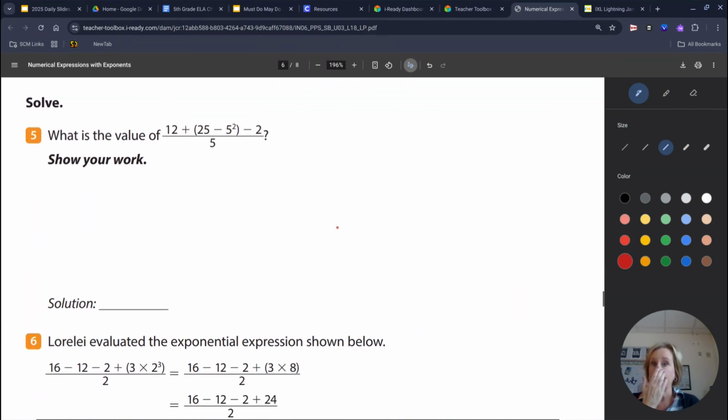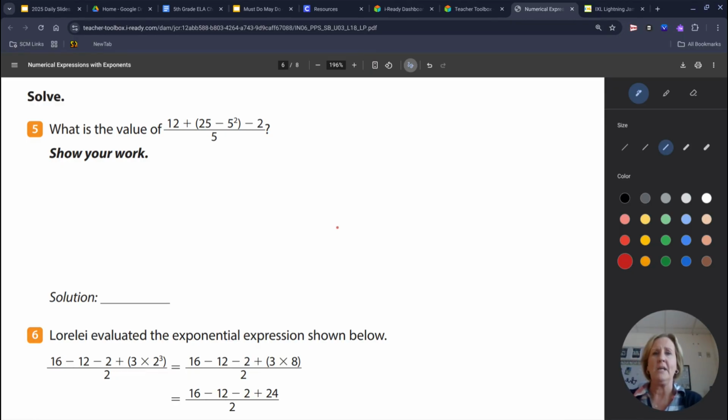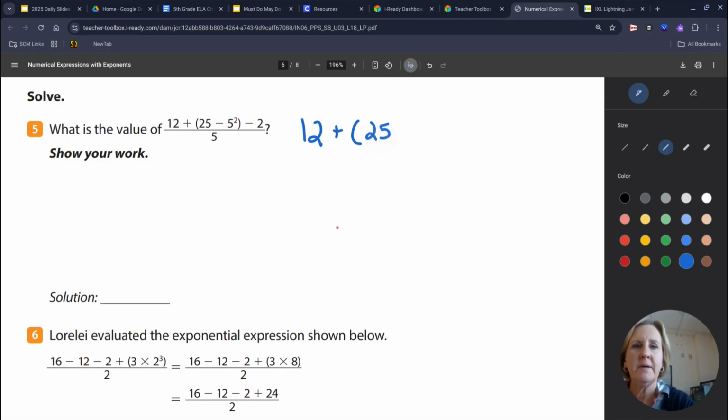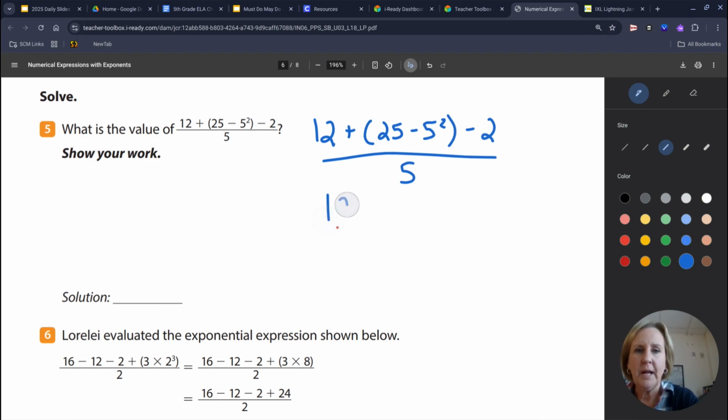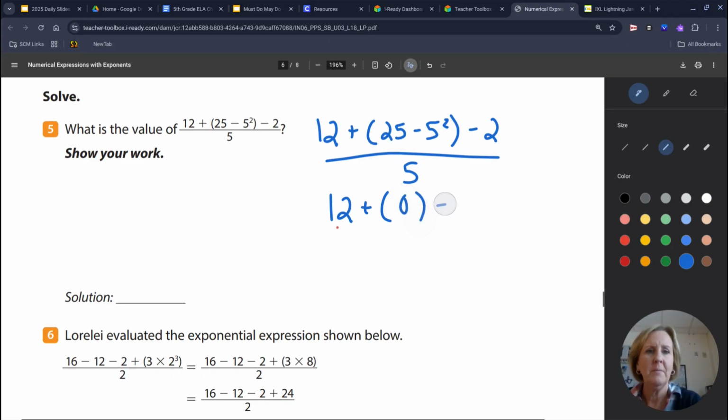All right, let's work this one out. This one looks like it's going to be tricky, but watch, it's really not. Okay, first step, rewrite it. 12 plus 25 minus 5 squared minus 2, all divided by 5. Okay, well, 25 minus 5 squared is what we have to do first. So I'm going to rewrite everything else, but 5 squared is 25, and 25 minus 25 is just going to be 0, minus 2.